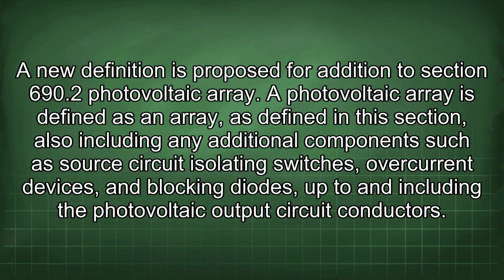A new definition is proposed for addition to Section 690.2: photovoltaic array. A photovoltaic array is defined as an array, as defined in this section, also including any additional components such as source circuit isolating switches, overcurrent devices, and blocking diodes, up to and including the photovoltaic output circuit conductors.